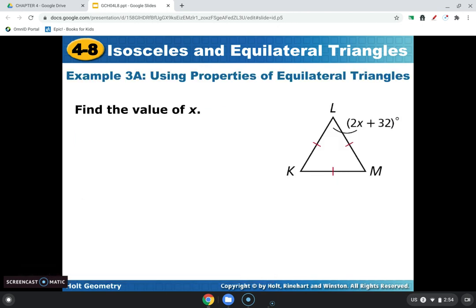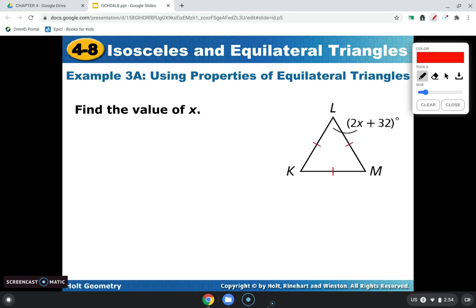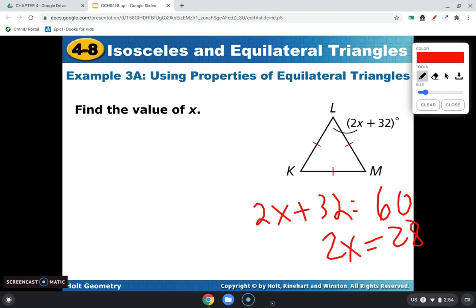Okay. Find the value of x. Well, it's equilateral, so you know that's also equiangular. So we can set 2x plus 32 equal to 60. So 2x equals 28. So x equals 14. Okay.